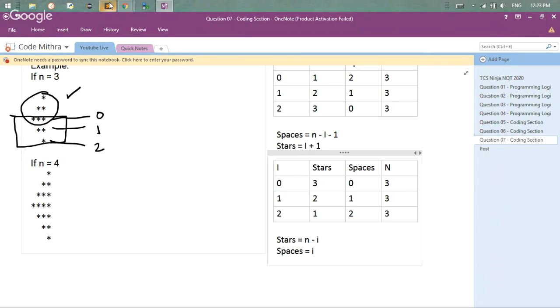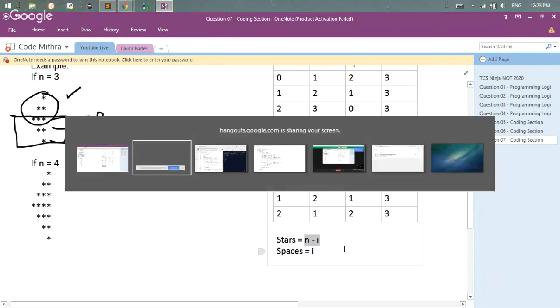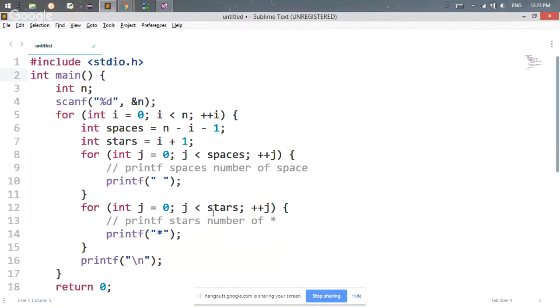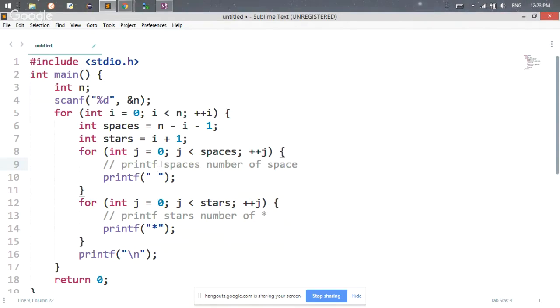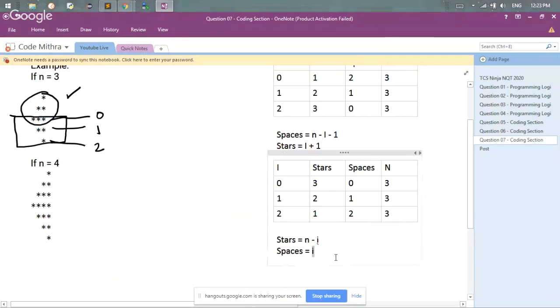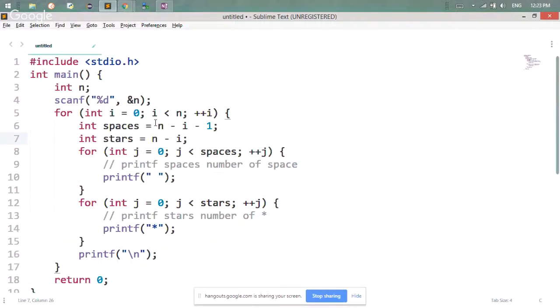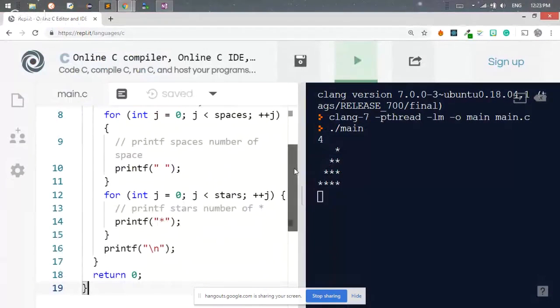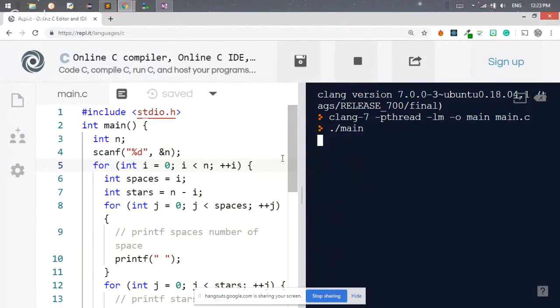Now guys, look at what I'm going to do here. Please observe that carefully. I'm going to take my code that I have written for printing the number of stars and then spaces. I'm going to change the formula for stars, and I'm going to change the formula for spaces. Spaces is i. Now let's copy the code and run it to check the output. I'll run the code and this time I'll give the input as 3. And yeah, I've got this.